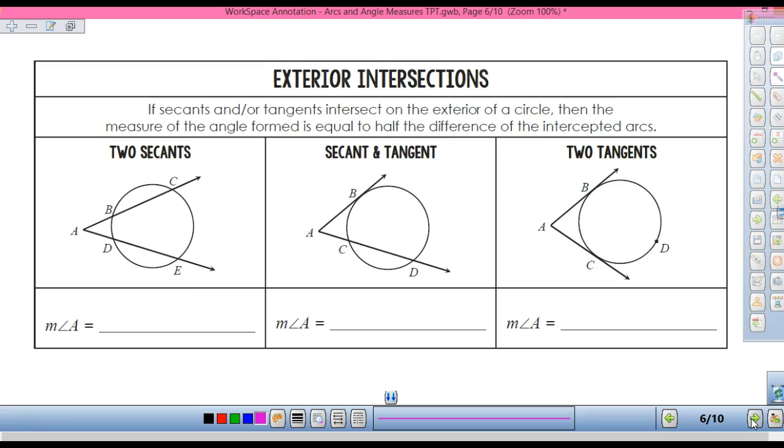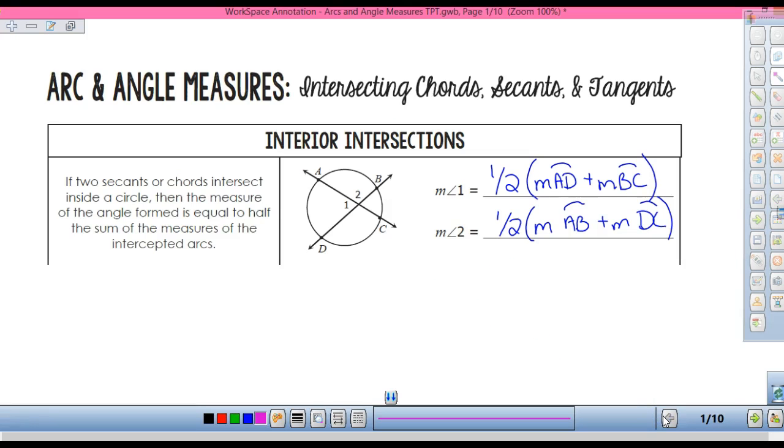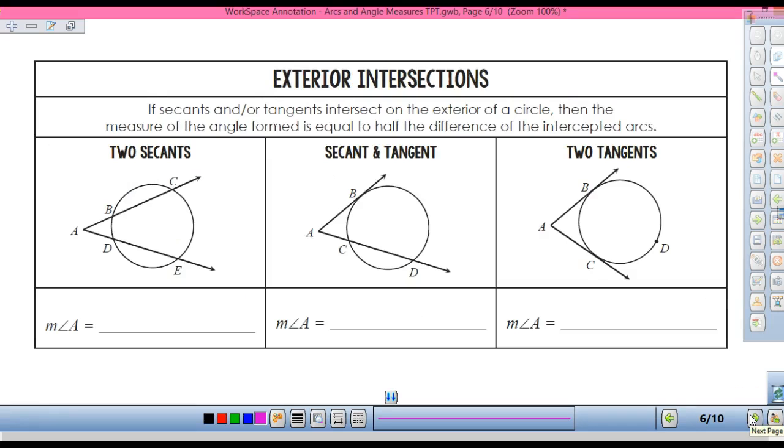Exterior angles. Okay. So on this one, it was on the circle, right? Half of the arcs. Interior, when the intersection is on the interior, what did we do with the arcs? We added them. If your intersection or your angle is on the outside of the circle, you're going to subtract. You have to make sure, though, that you subtract big arc minus small arc. So the measure of A is going to be 1/2 the measure of, what's my big arc? CE minus the measure of, what's my little arc? BD.